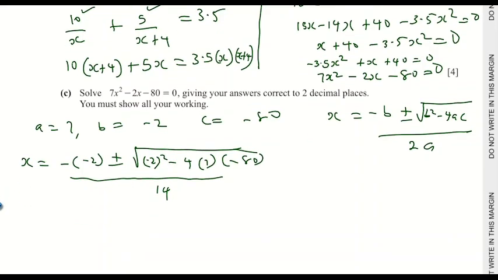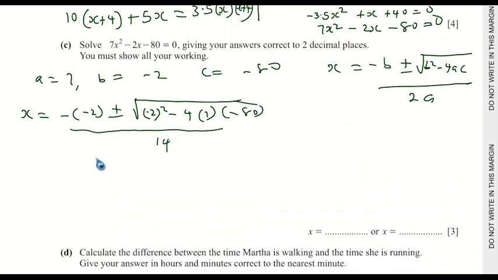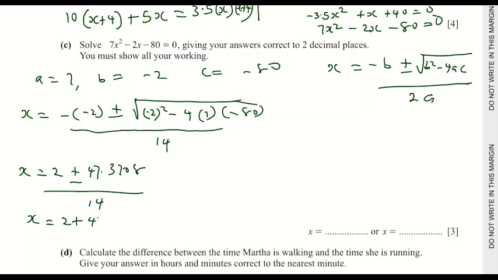So if you simplify this further without wasting time, you have x equals 2 plus or minus the whole of this, the radical will give you 47.3708 over 14. Now if you take the first part, the positive side, it will be x equals 2 plus 47.3708 divide 14. So this will give you one answer, which is 3.53.